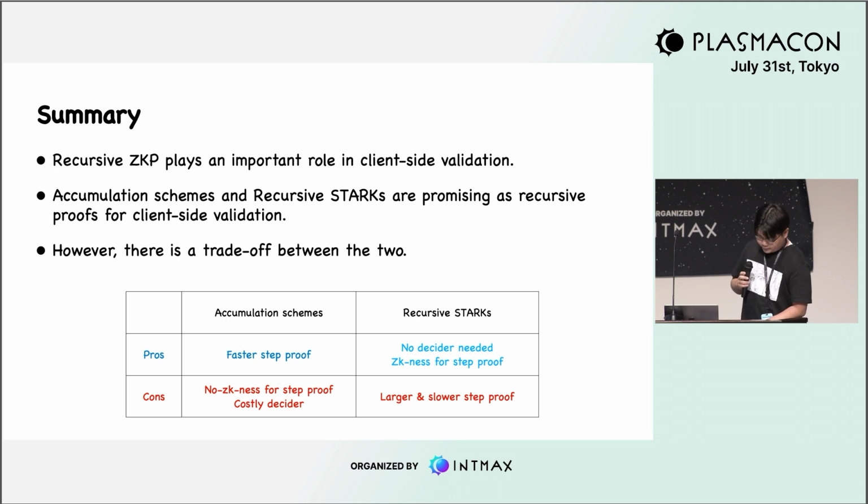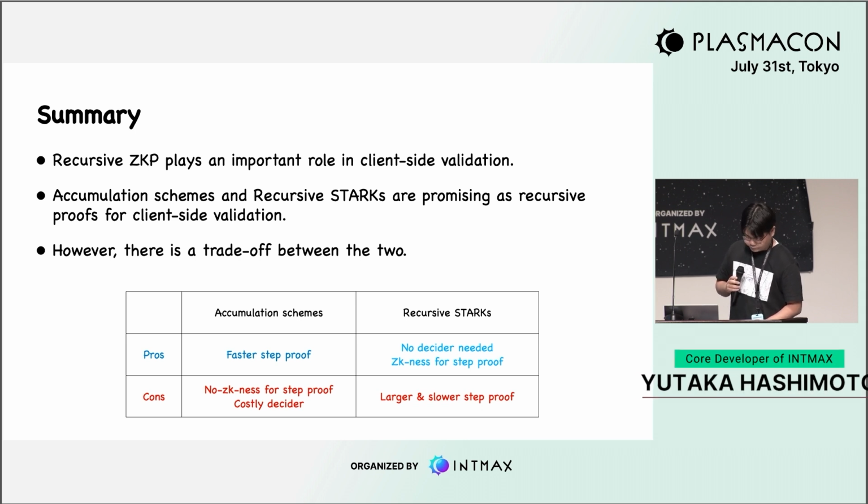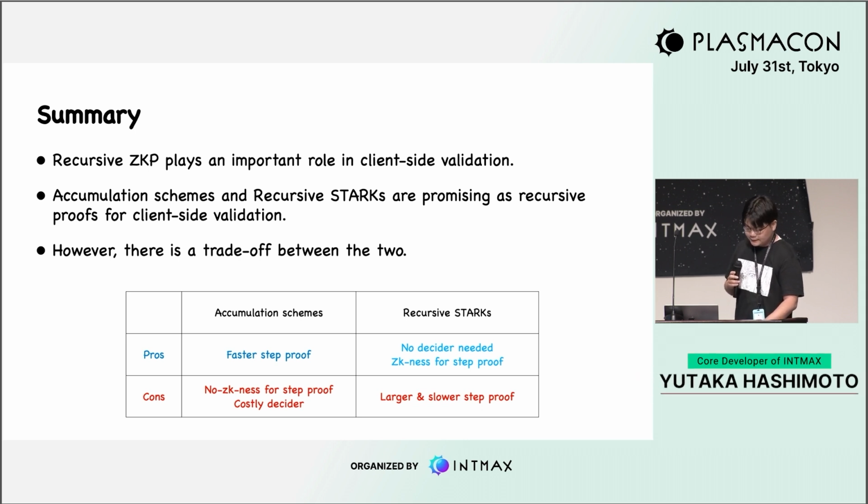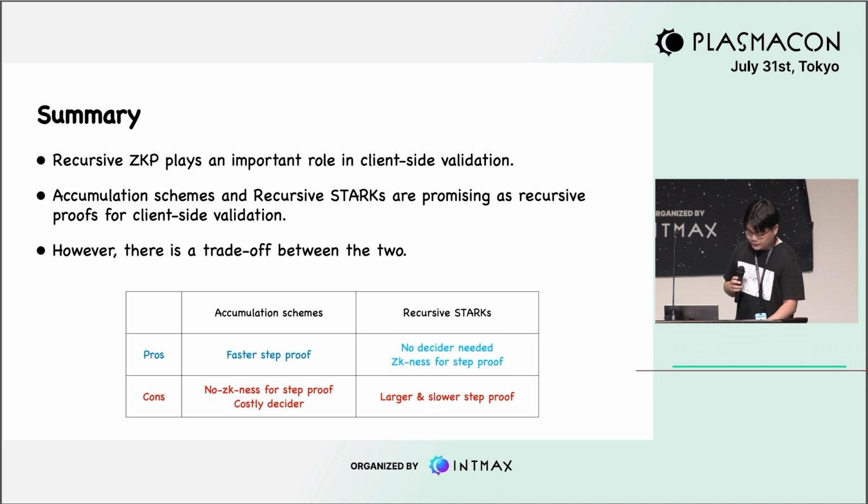On the other hand, recursive STARKs fully verify the ZKP at each step. So they don't require a decider and can guarantee zero-knowledge at each step. However, the proof size might be large and the speed is slower than the accumulation scheme. Nevertheless, by utilizing custom gates such as for Poseidon hash, recursion can be achieved at practical speed. Yes, that's all.